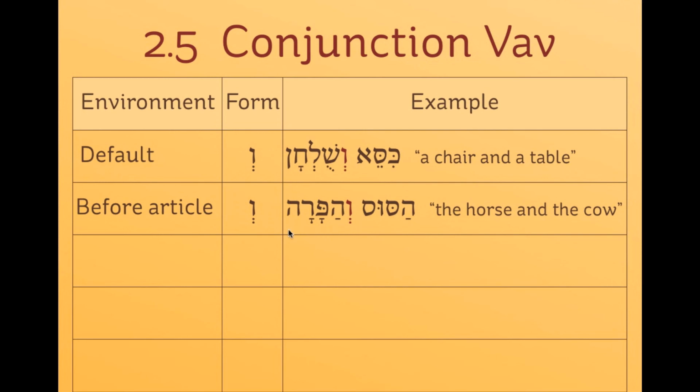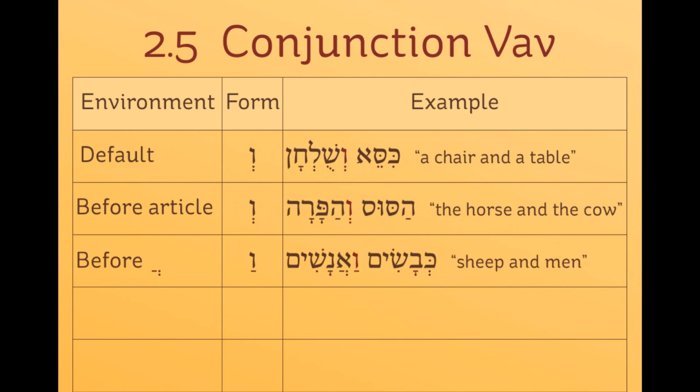Notice here you have quite a bit going on with this word. You have the noun pagra, you have the prefix article ha, and the prefix conjunction ve. In what order do you get this? Well, always in this order, which is exactly like English. The horse and the cow.